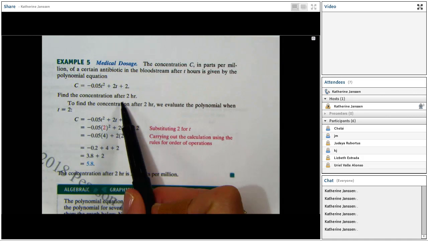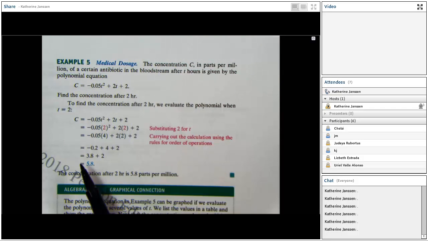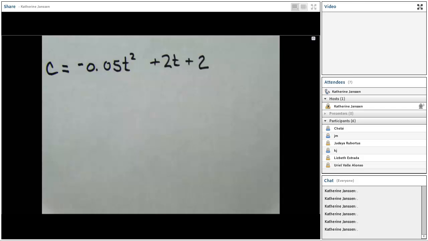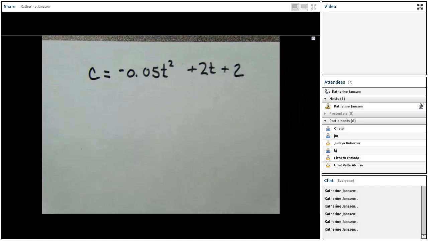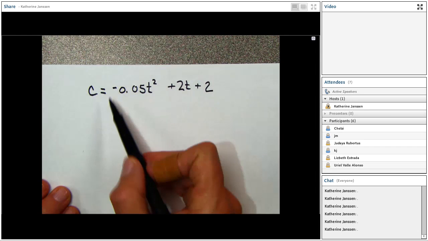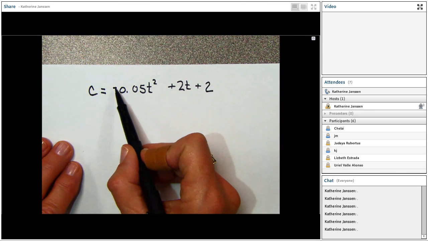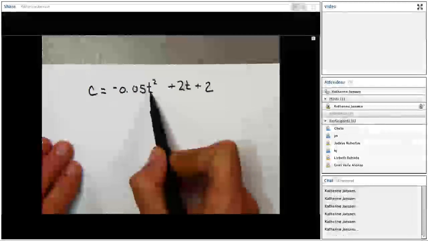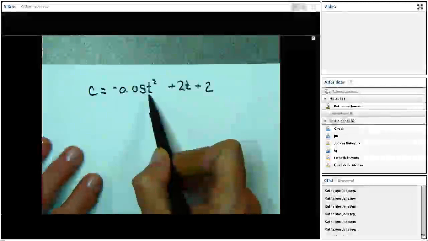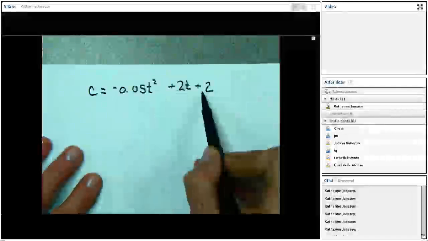So we want to determine, after t hours, what's the concentration in our system. So find the concentration after 2 hours. Our polynomial is given to us as concentration equals negative 0.05 t squared, where t is time in hours, plus 2t plus 2.